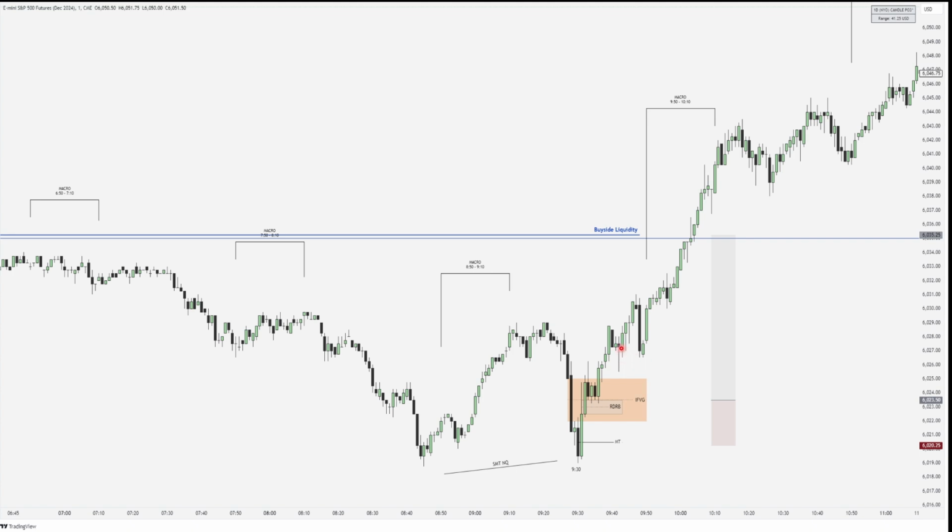This time comes down into this discount wick, inversion fair value gap, and then just a repricing higher, down into the expansion higher, down into this order block, breakaway gap, buy side being taken, and then just this pulling higher towards higher levels of buy side.